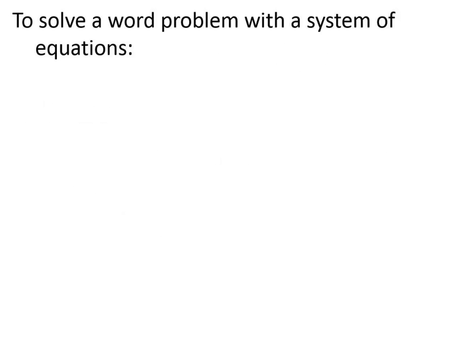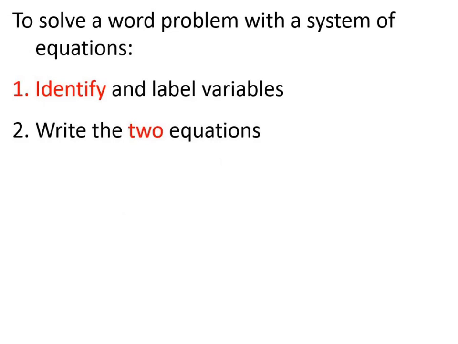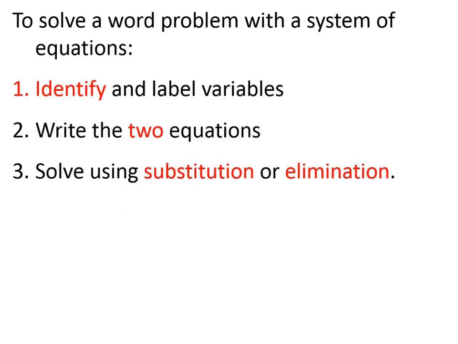Our steps to solve these ones with story problems: for any word problem that we have for a system of equations, we need to first identify and label variables. The second step, we need to write two equations from what we've identified and labeled. Step 3, we need to solve using either substitution or elimination, whatever situation is best for each problem. And step 4, we need to interpret the solution.